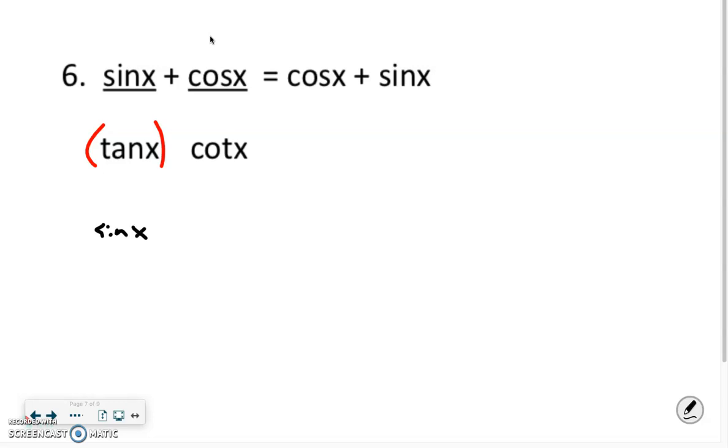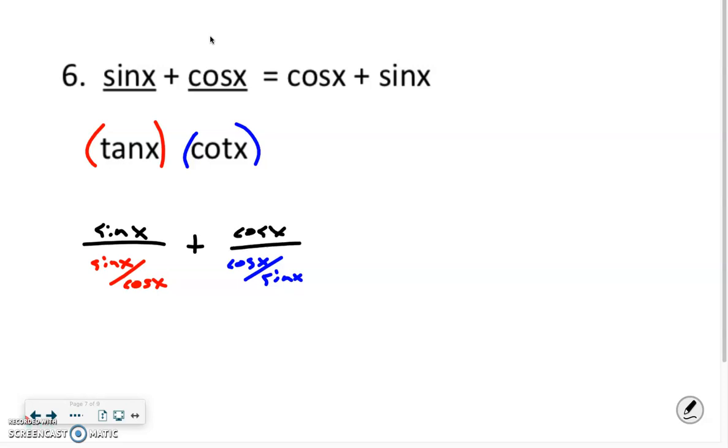Could I rewrite tangent, my denominator, as sine over cosine? Like this. Similarly, could I rewrite cotangent as cosine over sine? Keep it up here, like that. Okay, so I think we know where we're going with this. We have fractions, we're going to have to combine them, which means we're going to have to get common denominators, but boy, is that going to get messy the way we have these denominators.